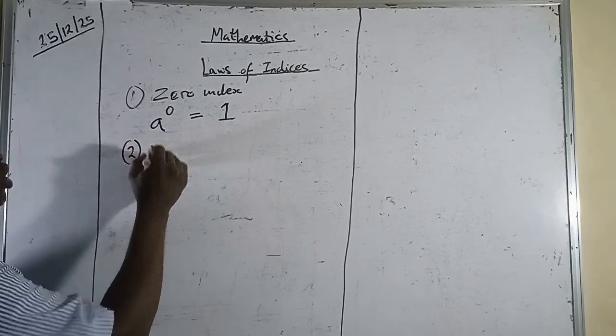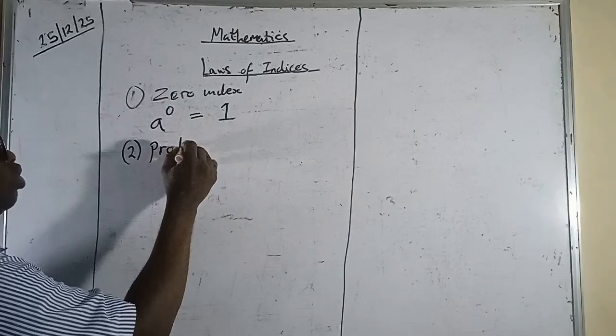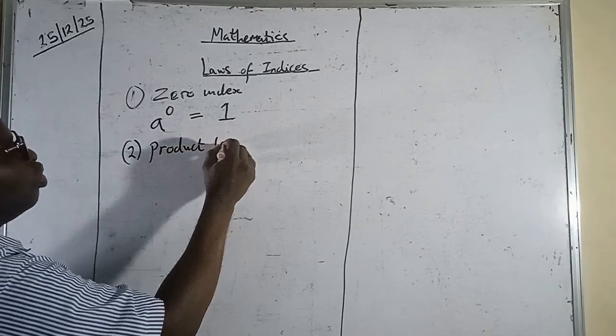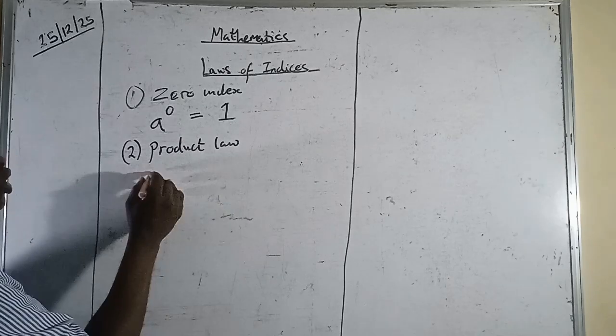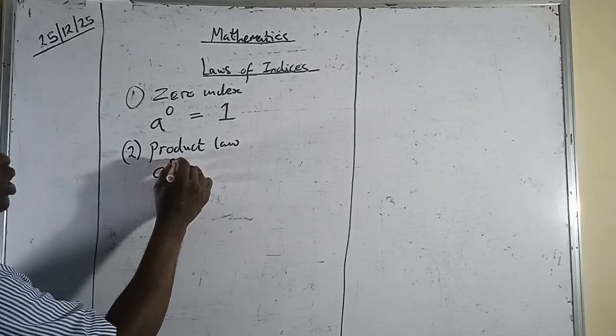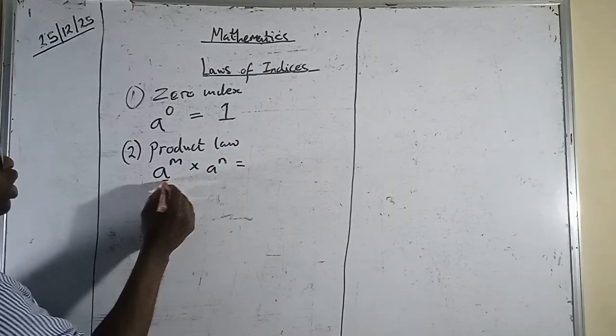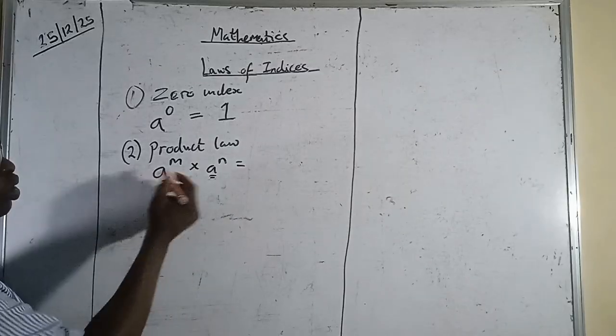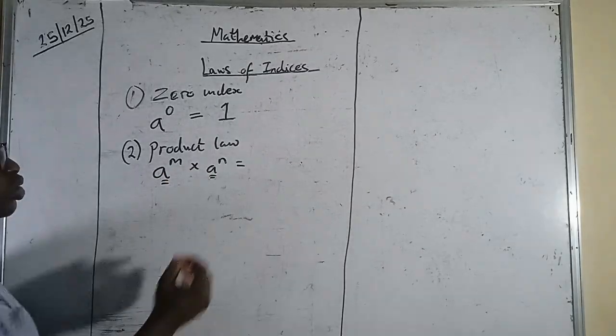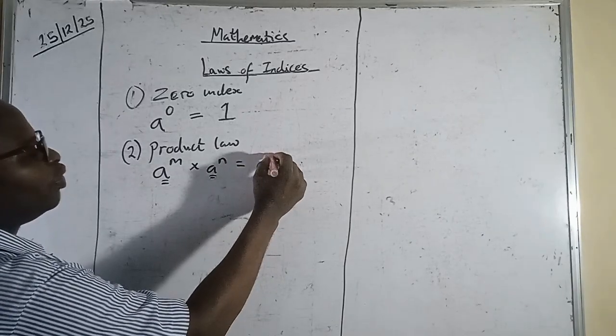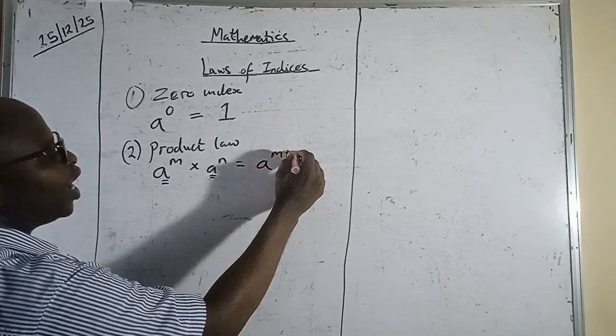Number 2 is what I'll call the product law. If you have something like a raised to power m multiplied by a raised to power n, you discover that the bases are equal, joined together with multiplication. What you do is to pick one of the bases and you add the powers.